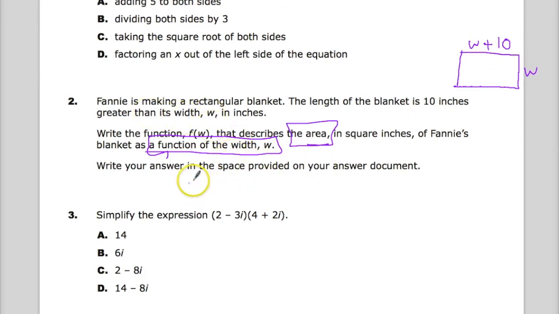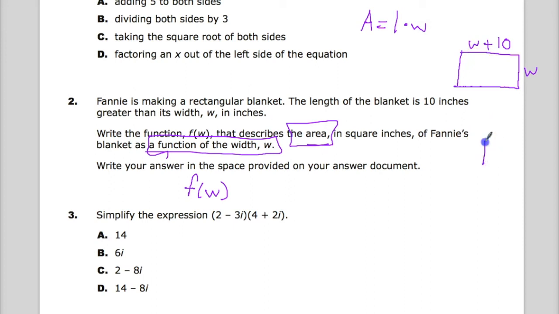If I'm doing a function, I need to do function of W, so function of the width. That's what that means. It's just the idea of you're describing W as your starting point, your focal point, I should say, of your function in terms of the variables. Now, with that being said, this is a rectangle, and I want to know something about area. At this point, you should know that area equals length times width if you're dealing with a rectangle.